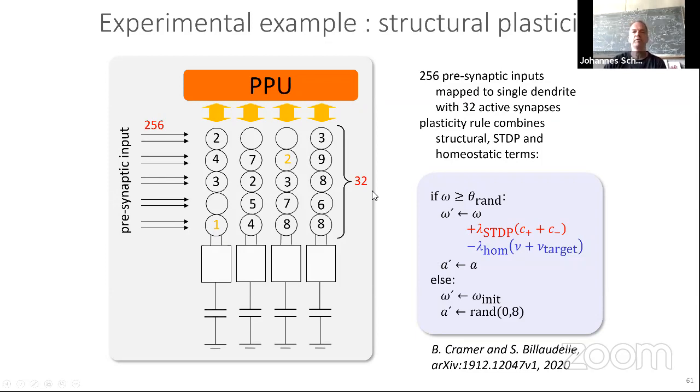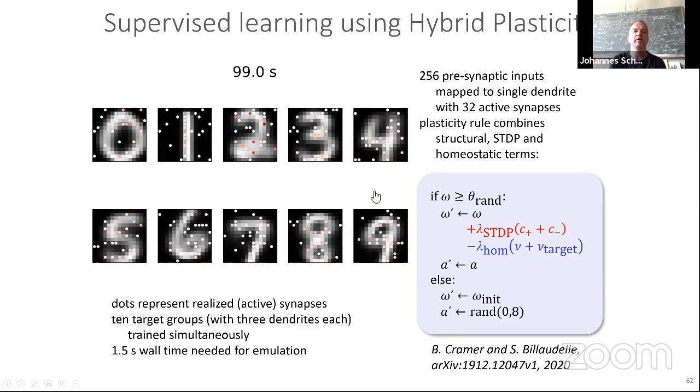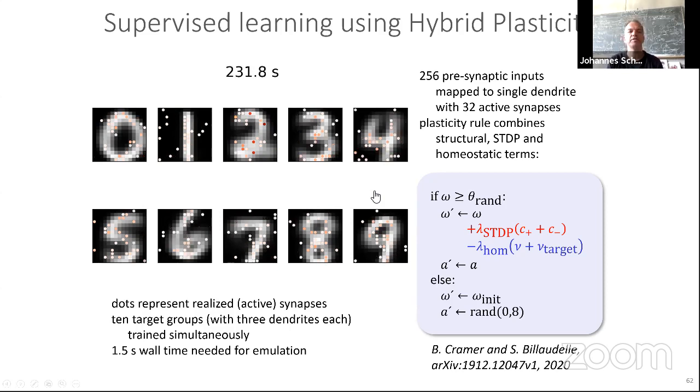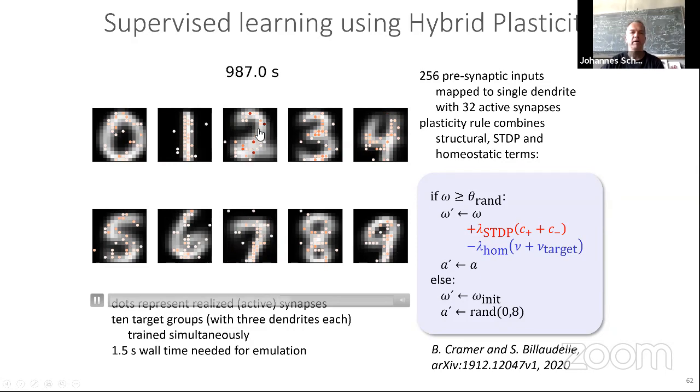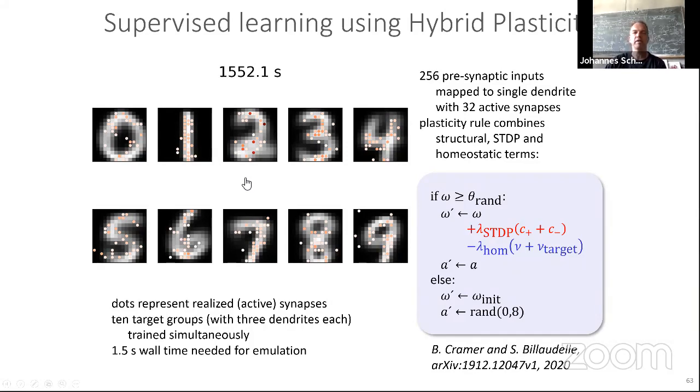And if you apply this rule, for example, you can learn to recognize these digits in a way that the synapses organize themselves so that they, in the best possible manner, represent the input signals. You see this by the fact that the synapses are now only responsive to the relevant parts of the digits. And you still have the acceleration factor. This whole learning runs in the chip and takes only 1.5 seconds wall time.